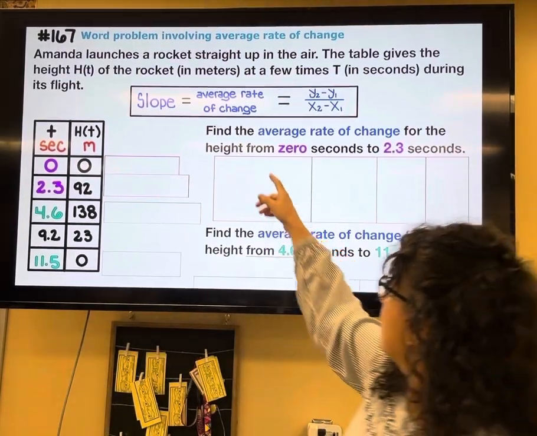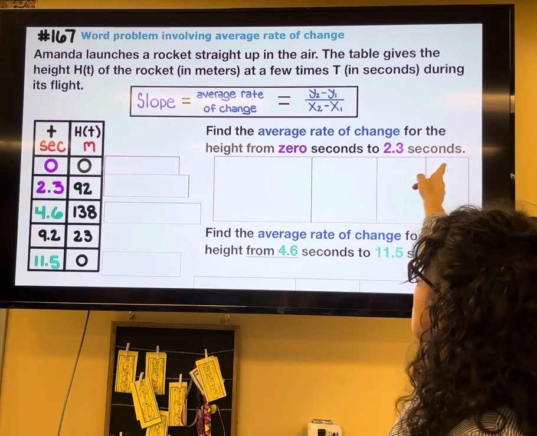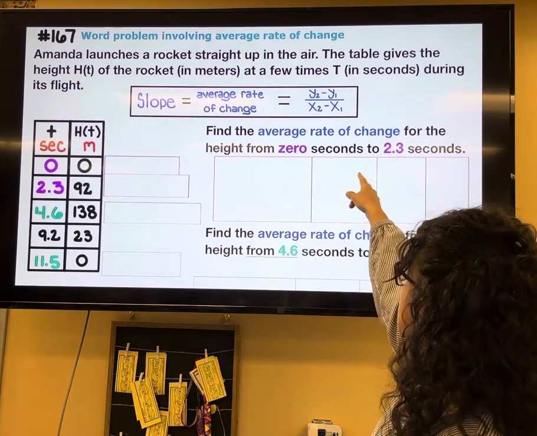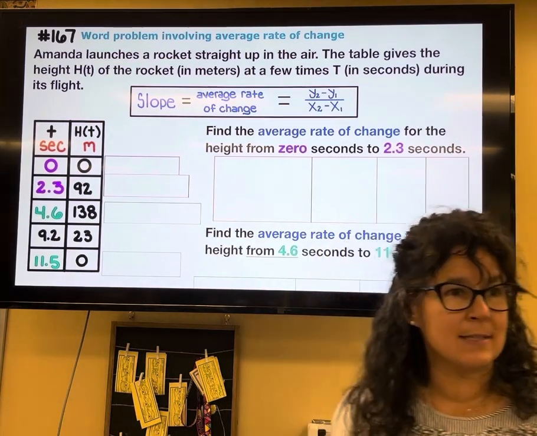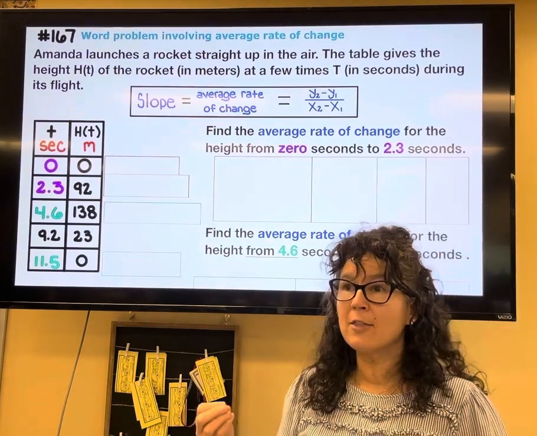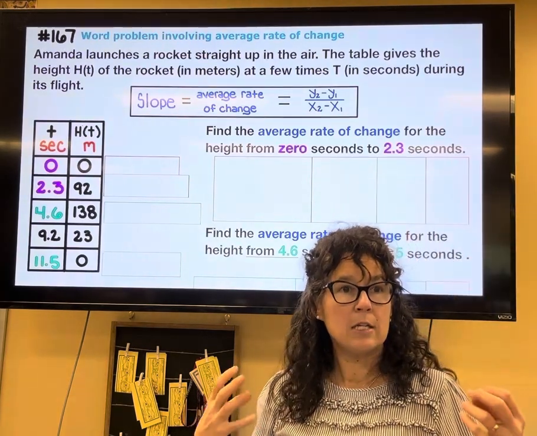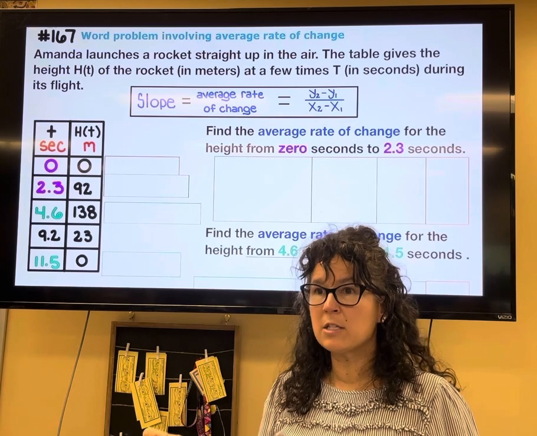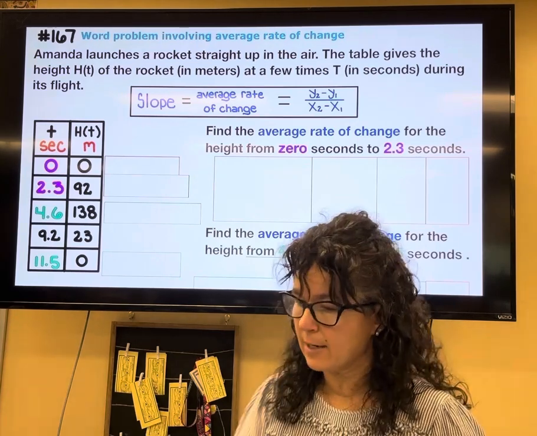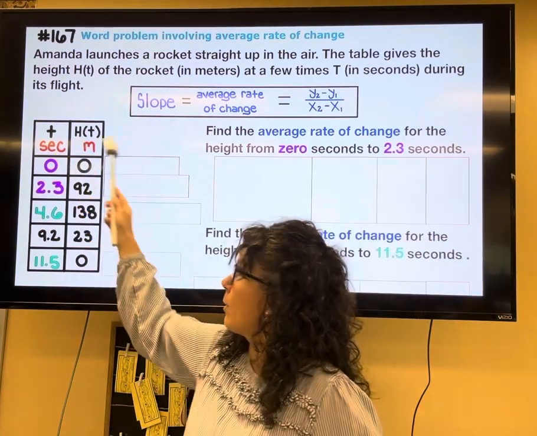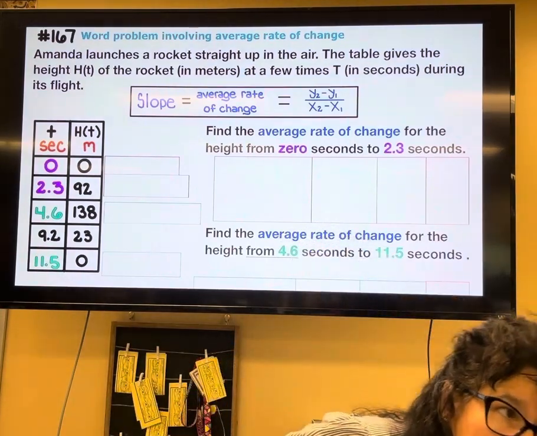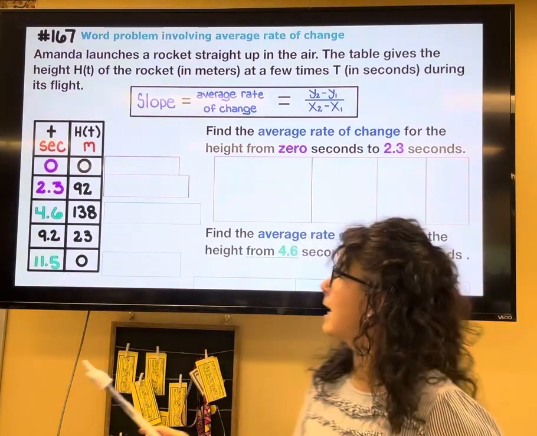If we want to find the average rate of change for the height from 0 seconds to 2.3 seconds, then we would like to find the slope. You need 2 points in pre-calculus to find the slope of the line. So how we're going to get our points this time is look for the points in the table.